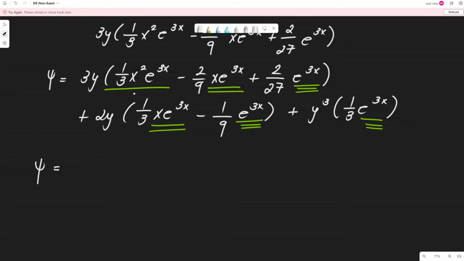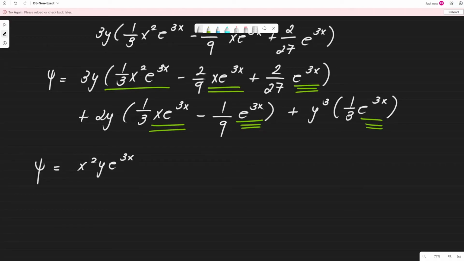the 3 and the 1/3 cancel, so that will be x squared y e raised to 3x. Then this will become negative 2/3 x e raised to 3x. Then we have 2y times 1/3 e raised to 3x.